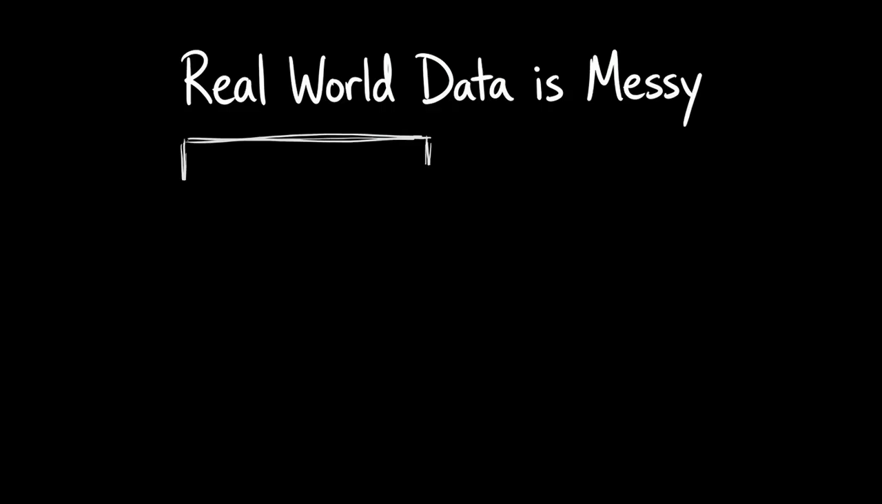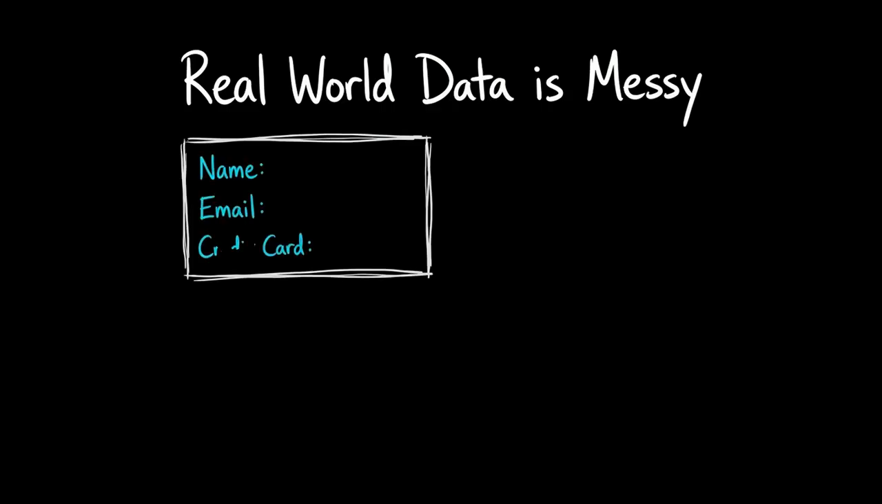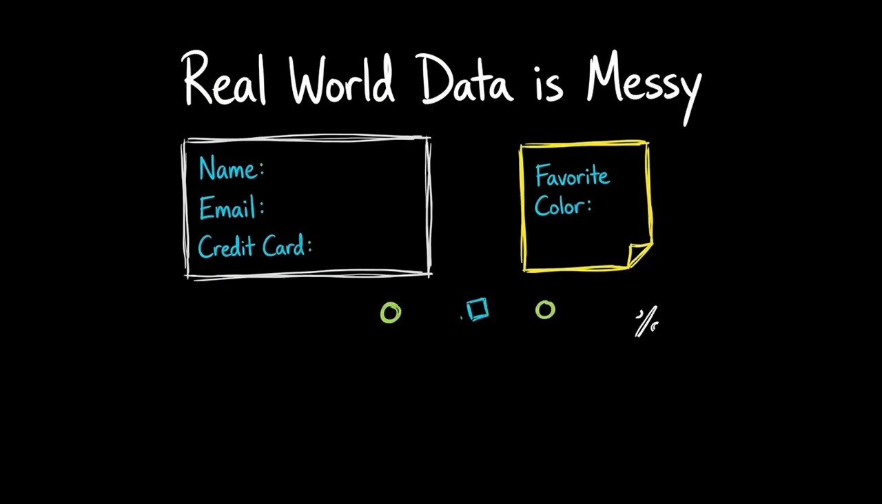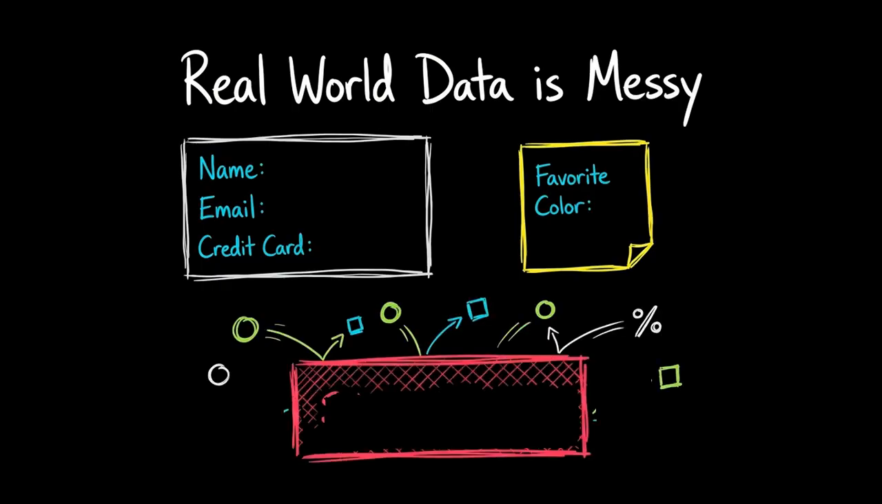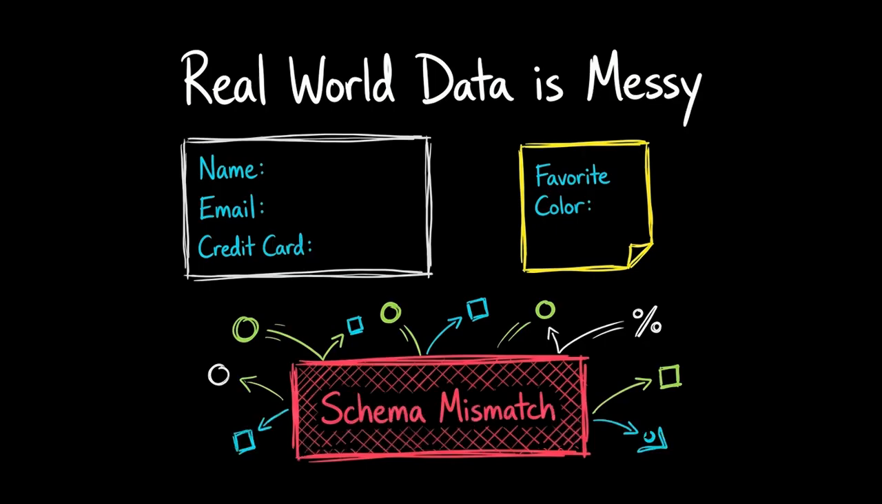In the real world, user data is messy and constantly changing. You start with a simple customer profile, a name, an email, a credit card. Then suddenly, a new field shows up, like favorite color. An alarm goes off. A giant red error flashes on the screen. Schema mismatch. The data bounces away.